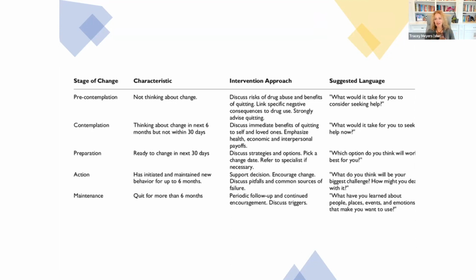And then maintenance, looking at what are the emotions or people or places that might create a desire to use. And for her, when her father passed away, she was really at risk. But because she had done so much work, she was able to get additional support. She met with her sponsor. She increased the number of meetings she went to. And this really helped her stay in a maintenance phase.